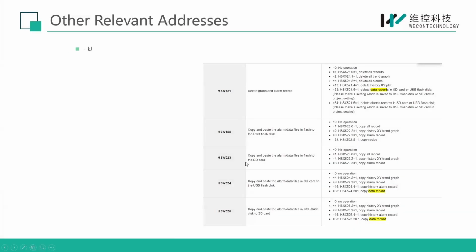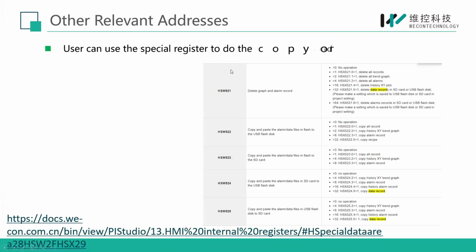Next, these are some relevant addresses. The user can use the special register to do the copy or delete operation. If you want to delete the data records from the HMI, you can use this option, delete all records. Here are some special addresses: delete graph and alarm record. Then the other one is copy and paste the alarm data files from flash into the USB flash disk.